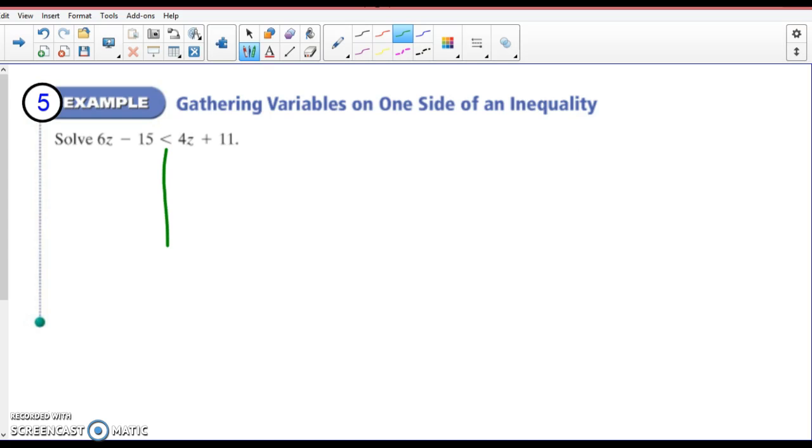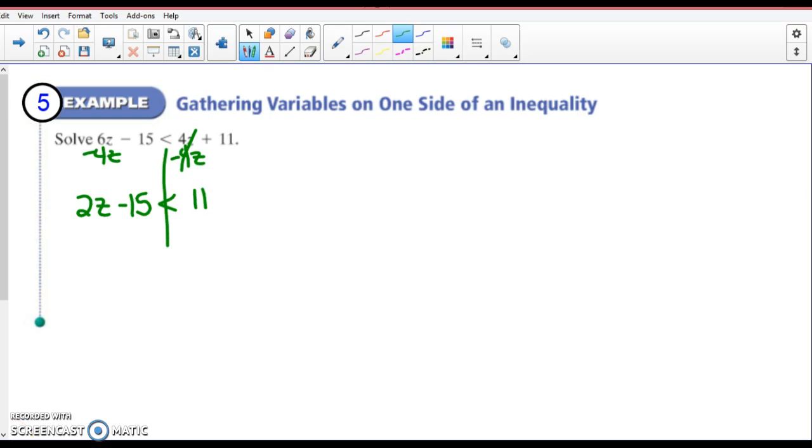When we have variables on both sides, you can either bring the 4z over to the left by subtracting 4z, or you could bring the 6z over to the right by subtracting 6z. But I highly recommend when you are solving inequalities to bring the variables over to the left. How do I move that 4z over to the left, Justin? Subtract 4z from both sides. So I'm going to have 6z minus 4z is 2z, minus 15 is less than 11.